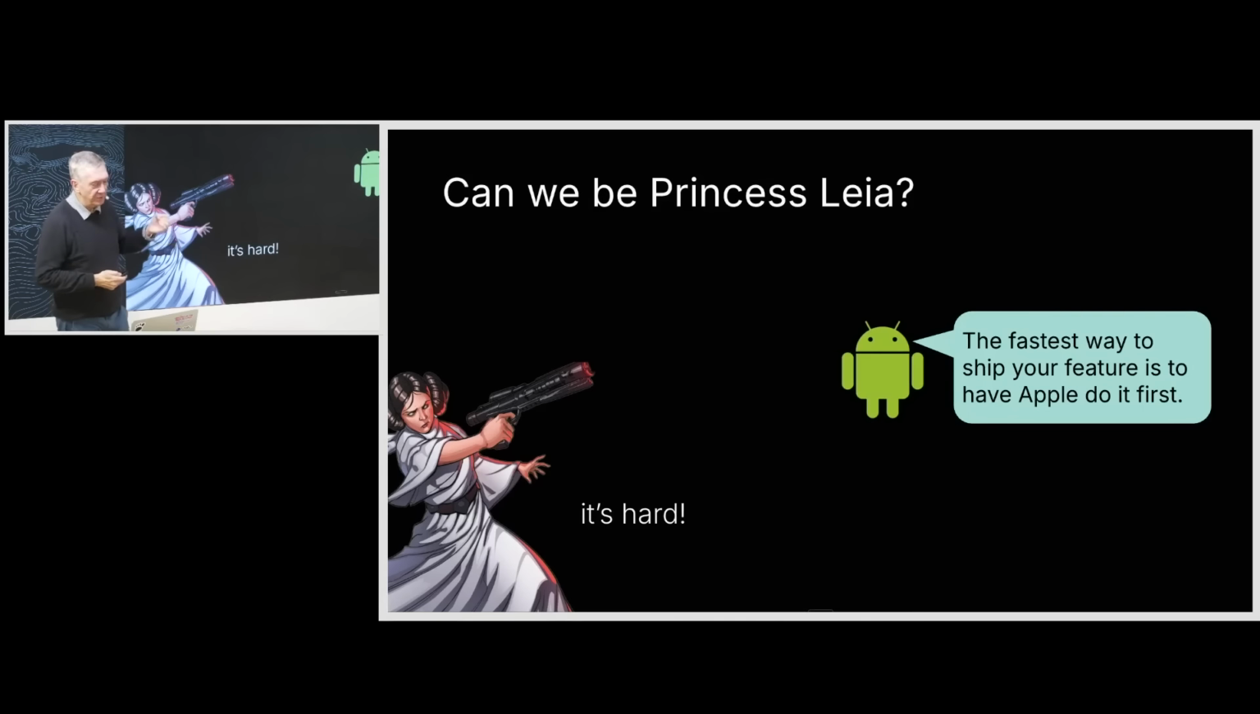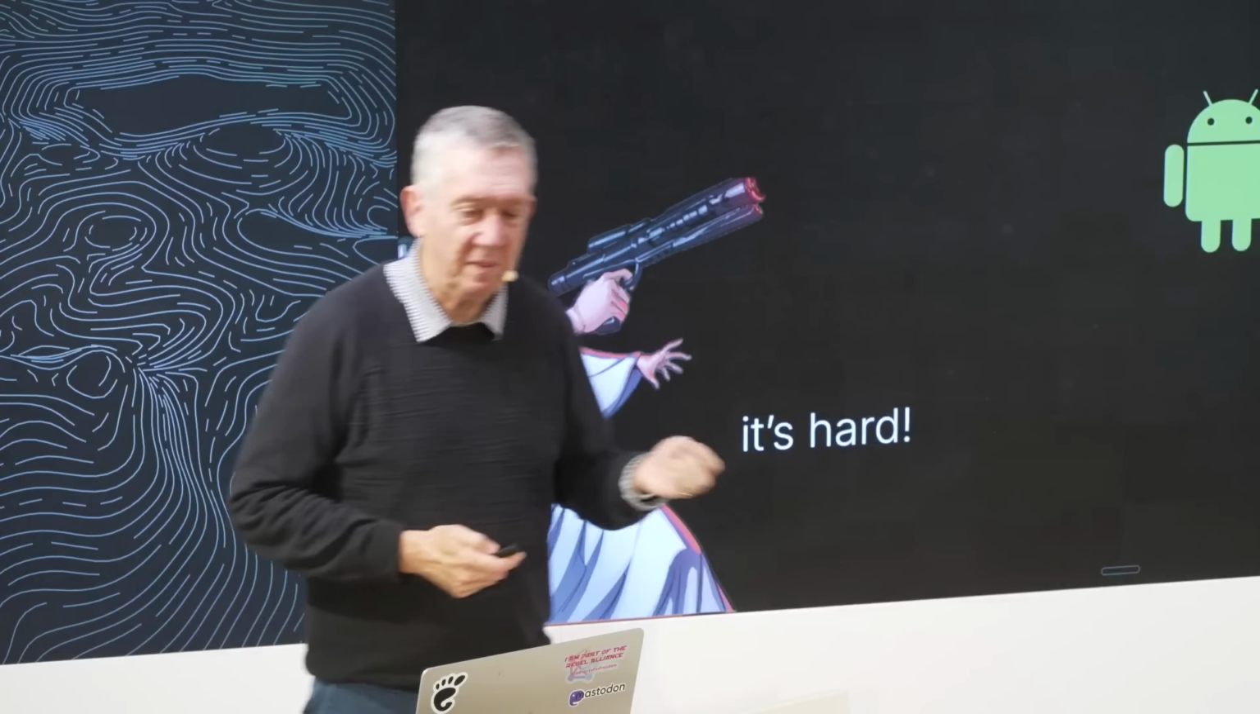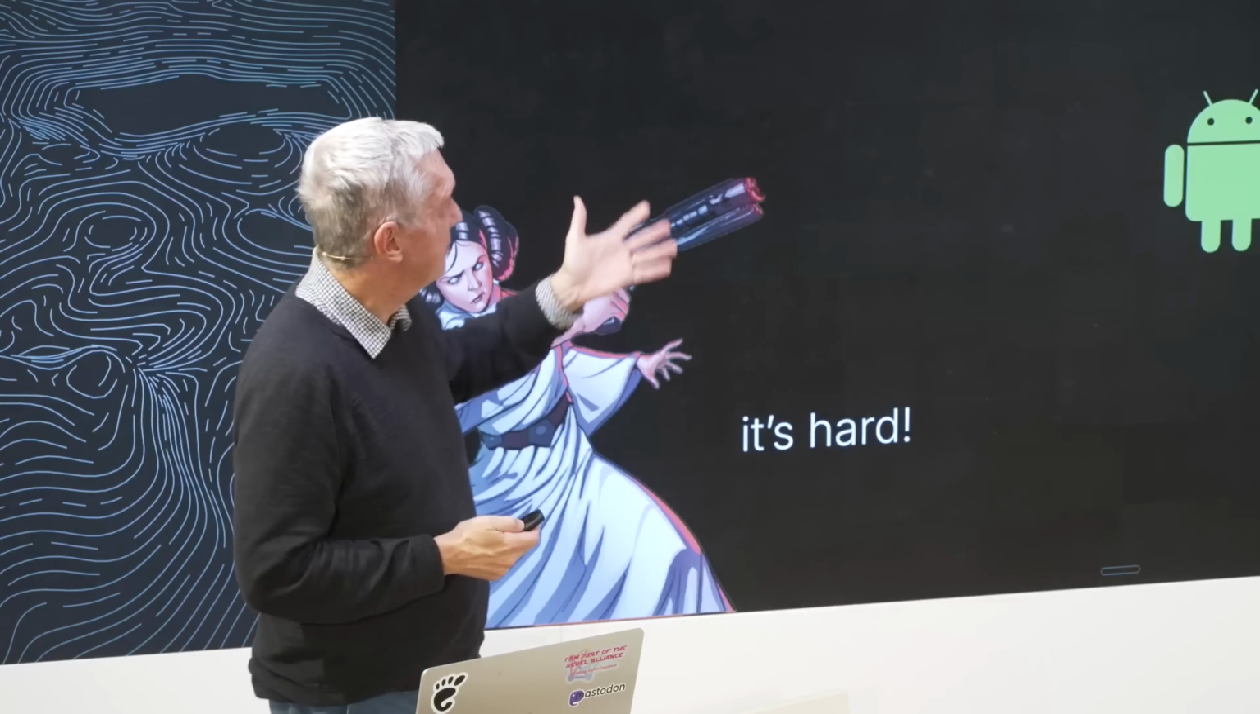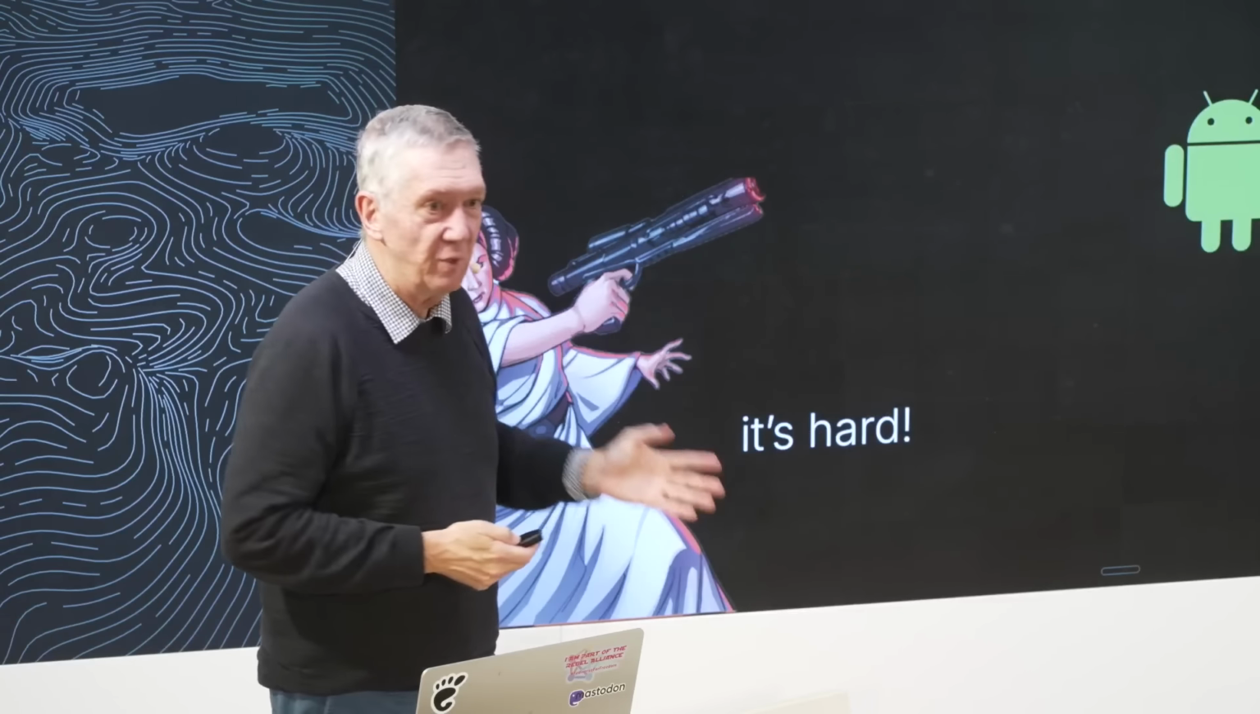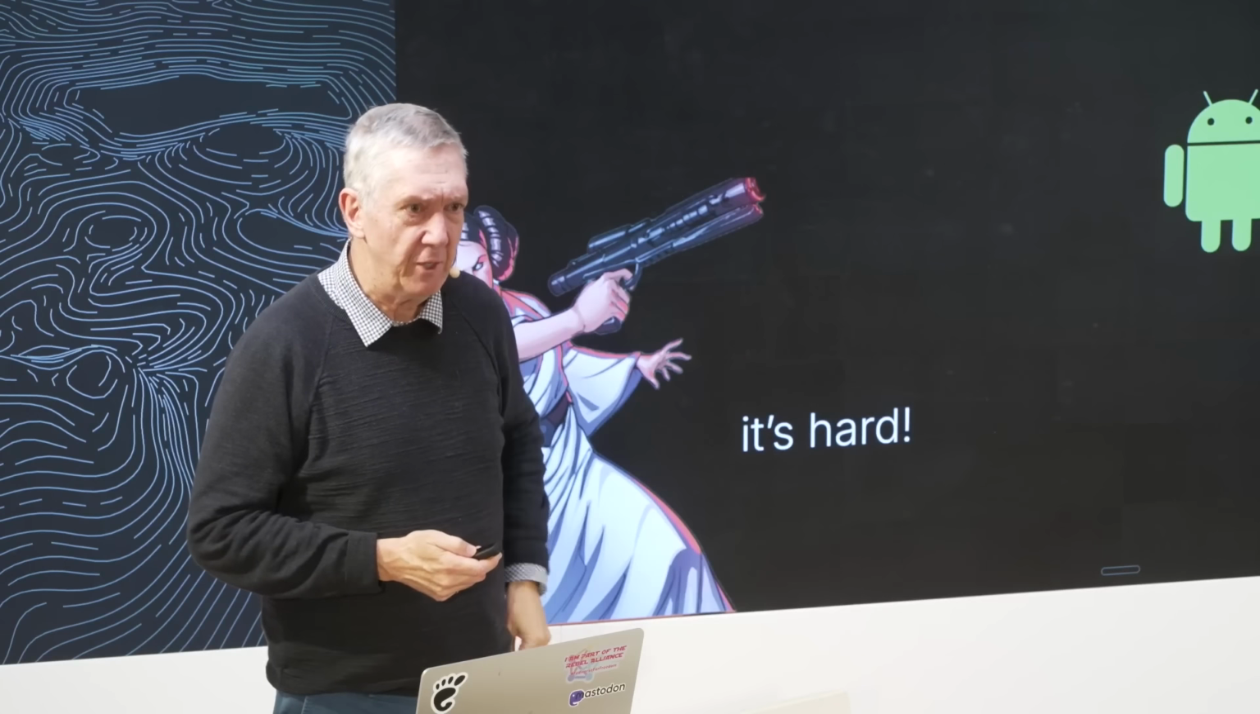Some of my stuff at Google was not shipping, and I was quite frustrated. I talked to a VP about it, and he said something I'll never forget. He goes, "The fastest way to ship your features is to have Apple do it first." Thanks, Mr. Senior Visionary Guy.